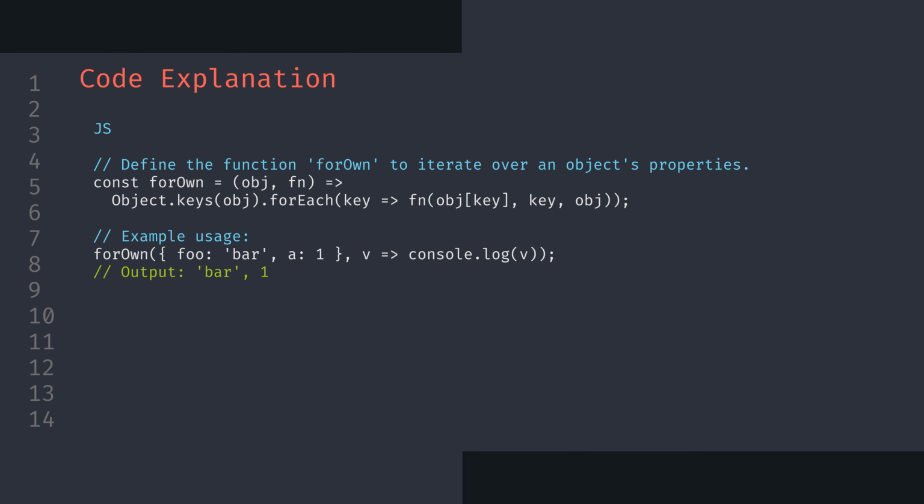This function first extracts the object's keys using the Object.keys method, then loops through them using the forEach method. Each iteration calls the provided callback function with the property value, key, and the entire object.